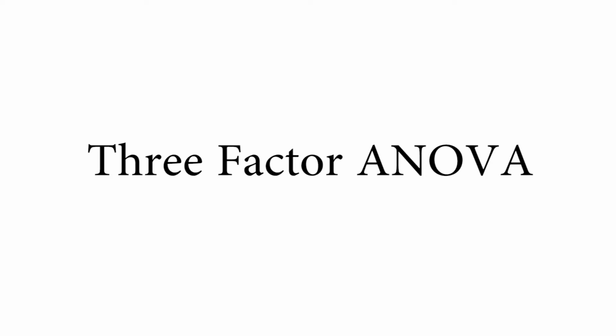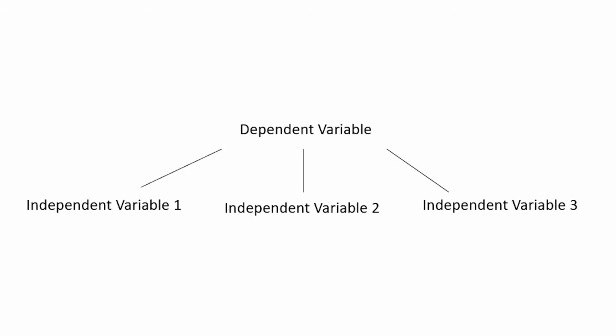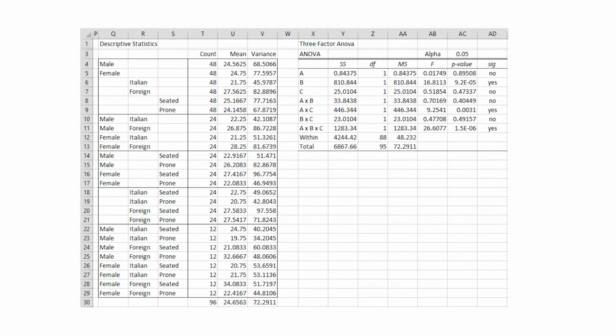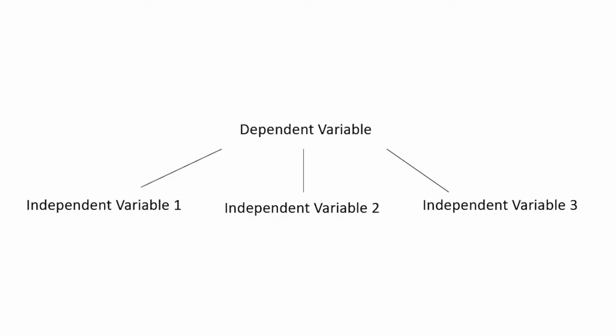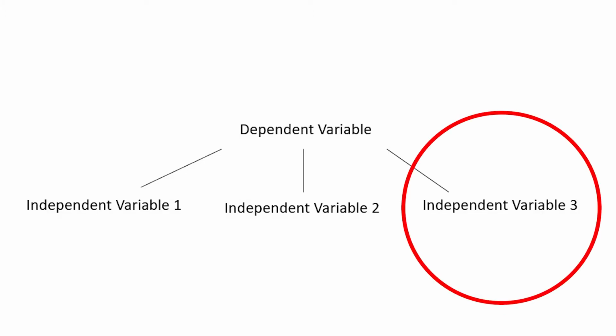Three-factor ANOVA takes the concepts and rules of one-factor ANOVA and a two-factor ANOVA and adds the third variable or factor, as seen in this very simple diagram. While this diagram makes three-factor ANOVA look simple, it is way more complex than a two-factor ANOVA, as you are adding a third factor and another subset of levels under that.